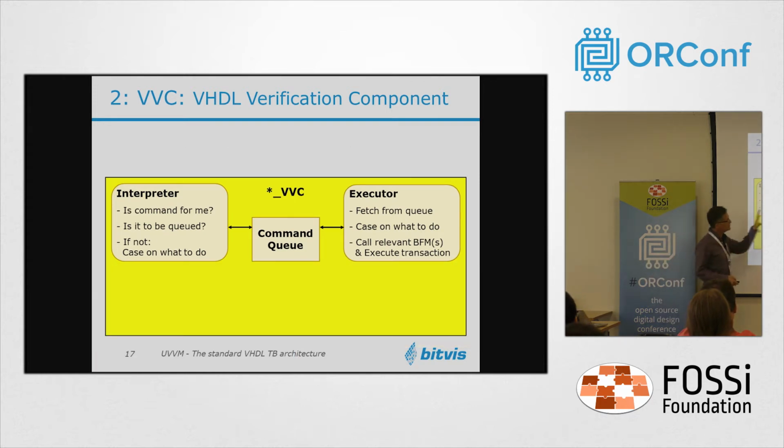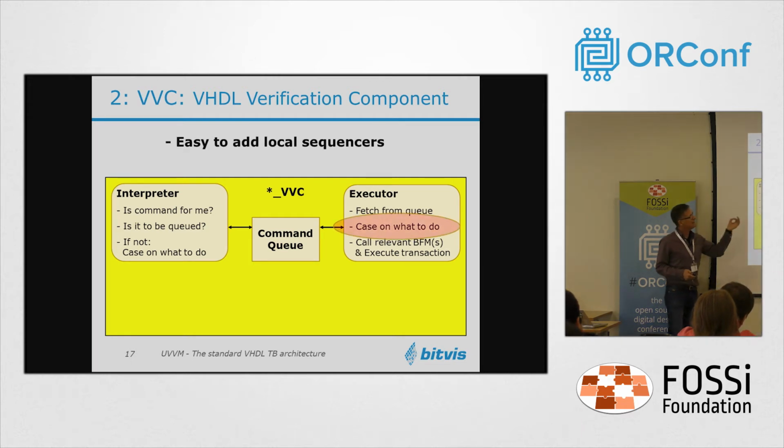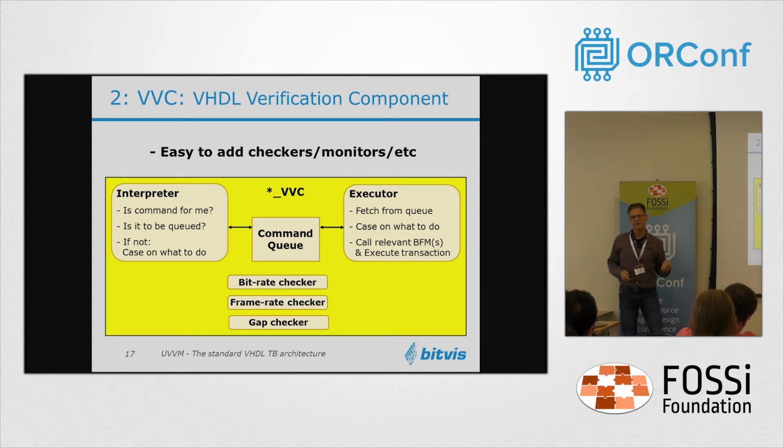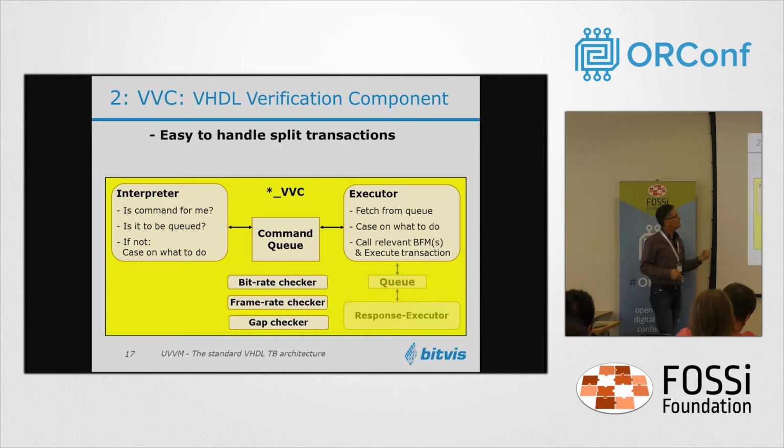So once we have this structure, this is now any verification component. Of course, we can add stuff. It's easy, for instance, to add local sequencers, to provide random stimuli, to provide a given sequence of writes and reads, whatever. To add different checkers, like a bitrate checker, frame rate checker, gap checker, whatever, and easily control that. It's easy to handle split transactions.